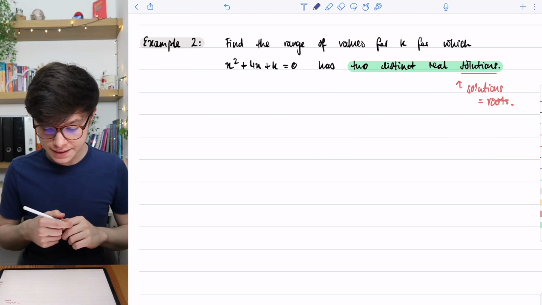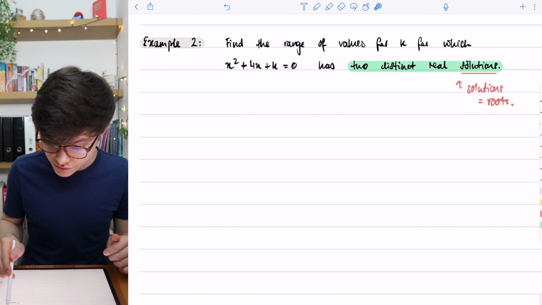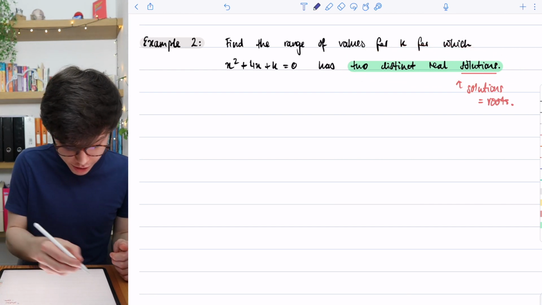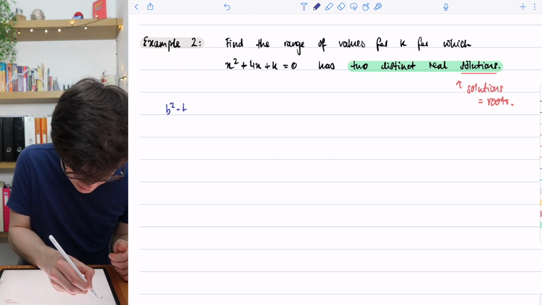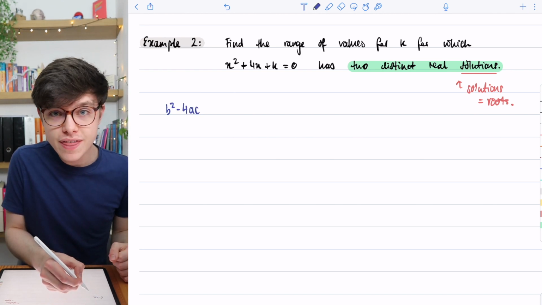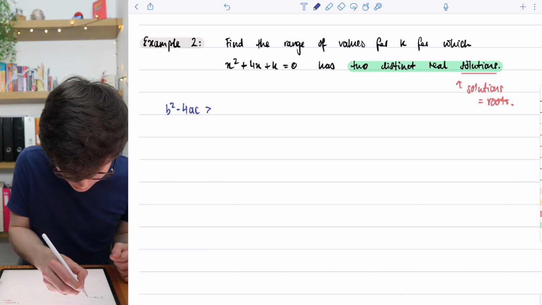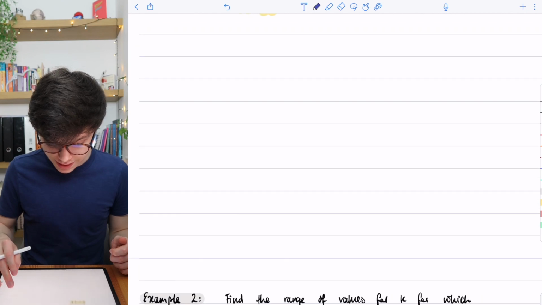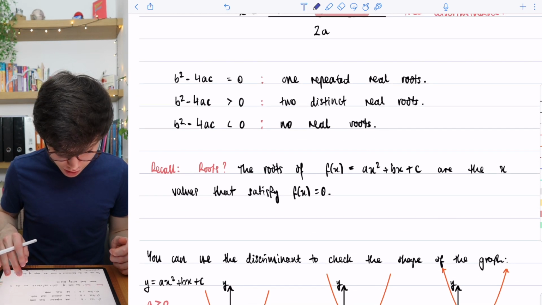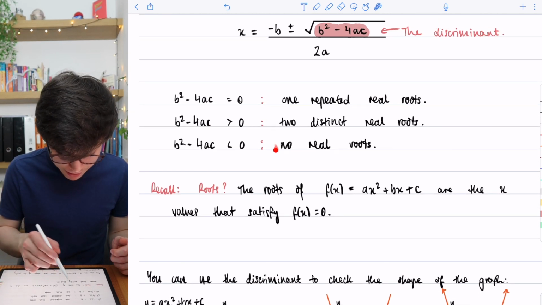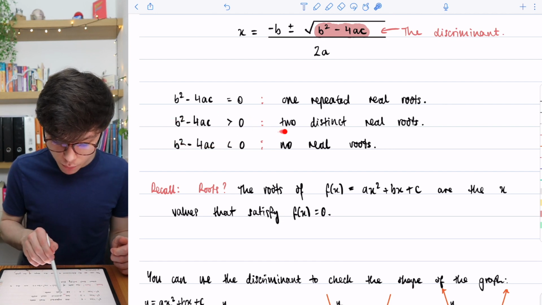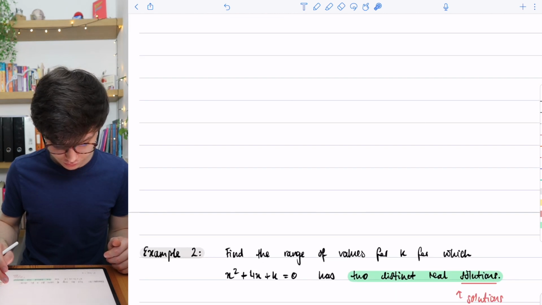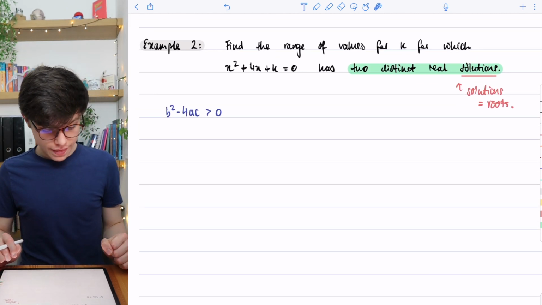Hopefully you had a go at that. Let's work through the answer. The first thing I'm going to do is use this information to tell me that the discriminant, or in other words, b squared minus 4ac, is greater than 0. The reason for that is because that was our criteria at the top. We had three pieces of information. Greater than 0 means we've got two distinct real roots or solutions.